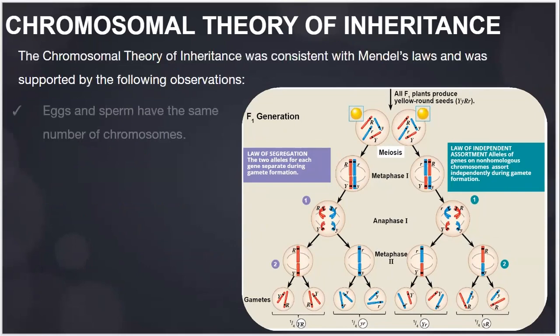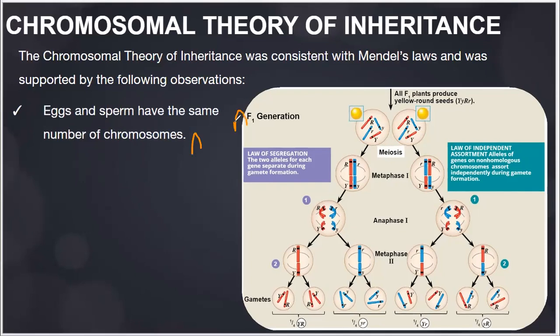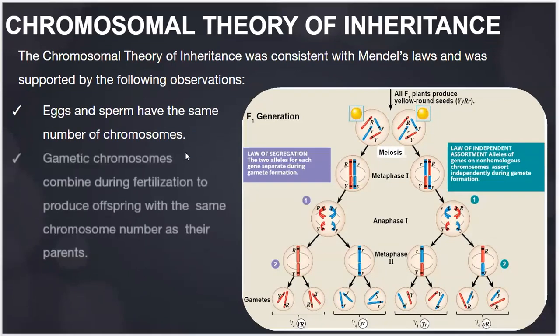Okay, and eggs and sperm have the same number of chromosomes. That is, they are gametes. They are haploid. The egg will have half the number of chromosomes, the sperm will have half the number of chromosomes. Then they come together, they fertilize, and produce offspring with the same number of chromosomes as the parents. The offspring will also have the diploid condition.